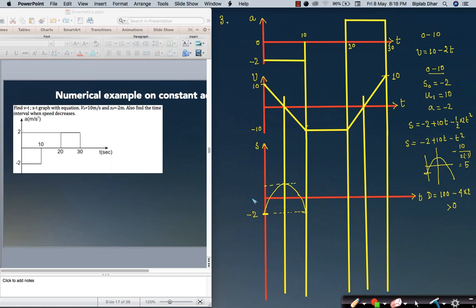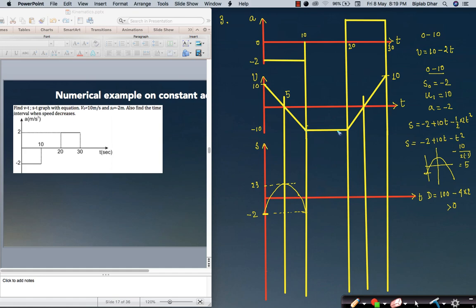This maximum height you can find by calculation by putting t equal to 5. Actually this is t equal to 5 second, right? At t equal to 5 second, so 50 minus 2, that is 48, and again minus 25. 48 minus 25 is 23, I think. So 23 meter will be the highest point. So the equation of this parabola is this one.